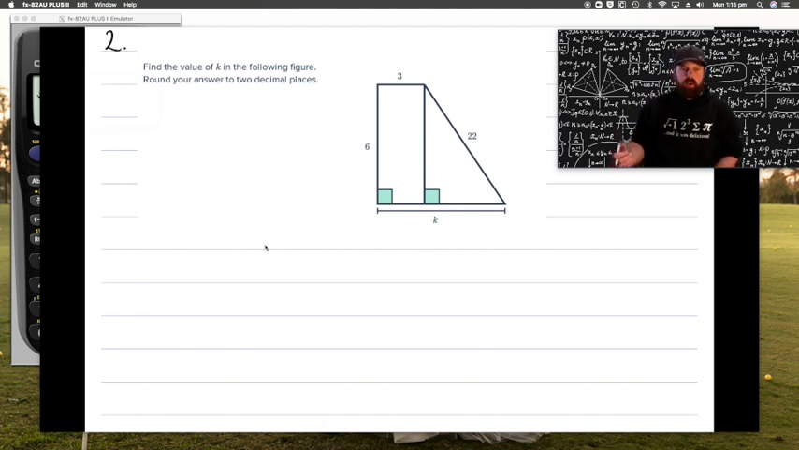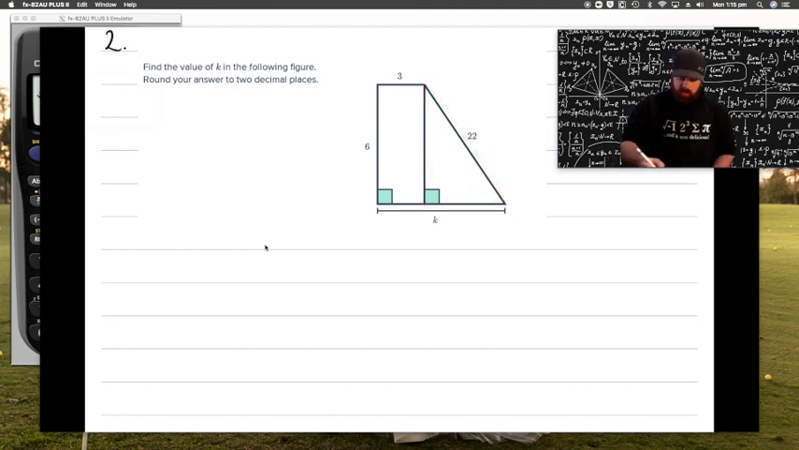All right, scrolling up, continuing on to example number 2 here. Example 2 says, find the value of k in the following figures. Round your answers to 2 decimal places. All right, so let's have a look at this. Well, in this question here, we can already see we have a right angle triangle given to us.